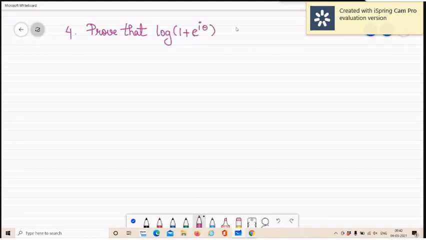Now you need to prove that log of 1 plus e raised to i theta is log 2 cos of theta by 2 plus i theta by 2. Okay, this is what we have to prove. Let's start with the log part.